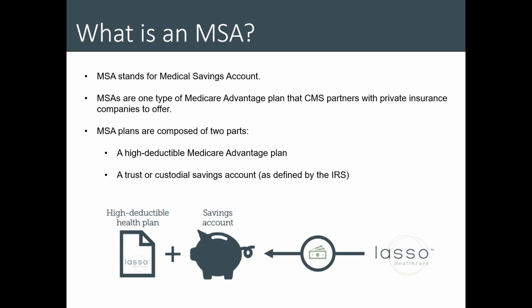So MSA is probably the simplest Medicare Advantage plan there is. There's two parts that you need to be aware of. It's a high deductible Medicare Advantage plan, and then it has the actual MSA account, or technically a trust or a custodial account.